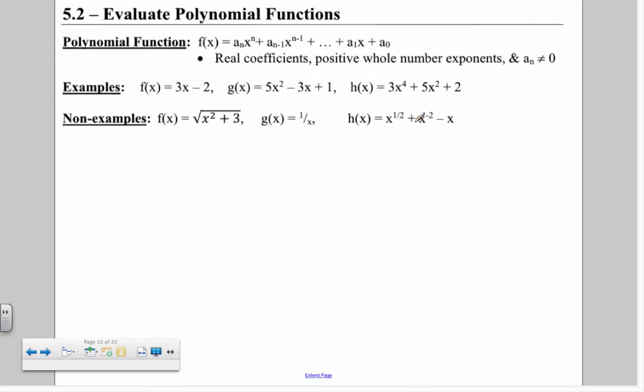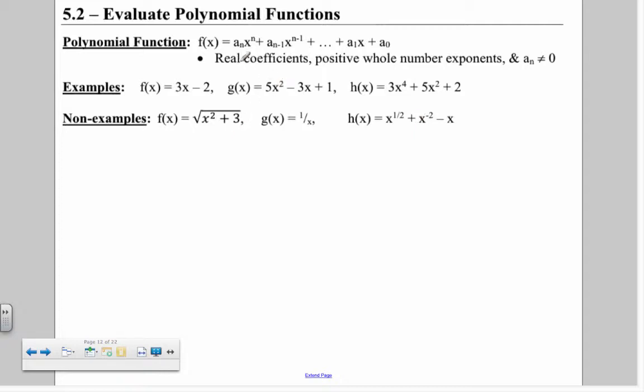But let's talk about evaluating polynomial functions. So you should have all gotten this sheet handed out to you on this tab. It says 5.2, evaluating polynomial functions. And it starts with talking about the definition of a polynomial function.